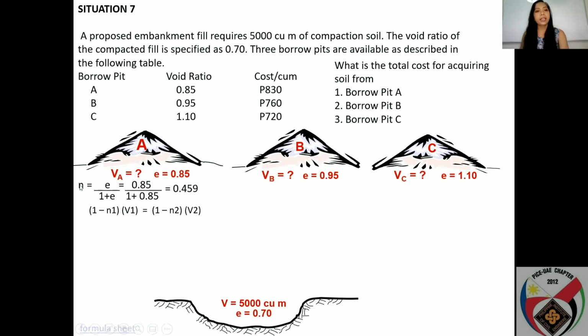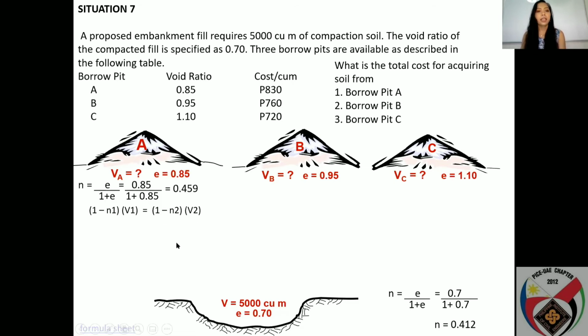So I can now plug in N1 into the formula. But I still don't know the N of the location where it will be placed, so let's solve it. I already know its void ratio, so I'll just plug in 0.7 over 1 plus 0.7. Solving for N of the embankment fill, the location itself, I have N is equal to 0.412. So I'll plug it in.